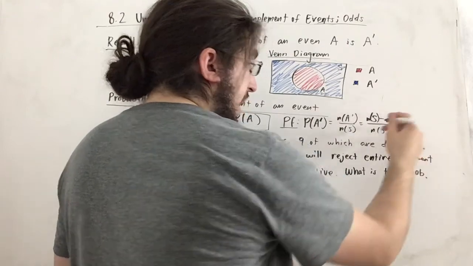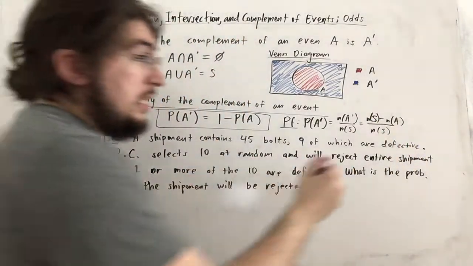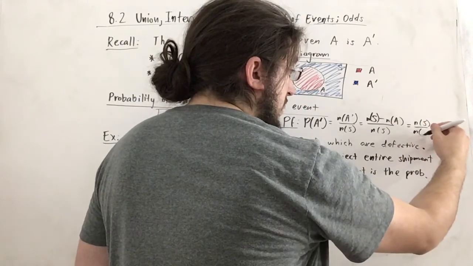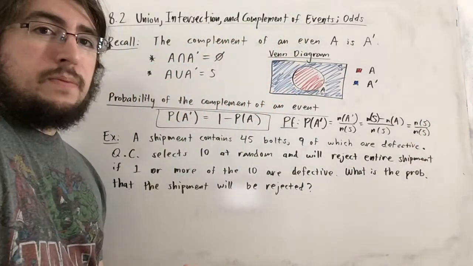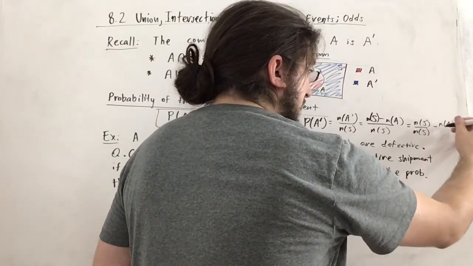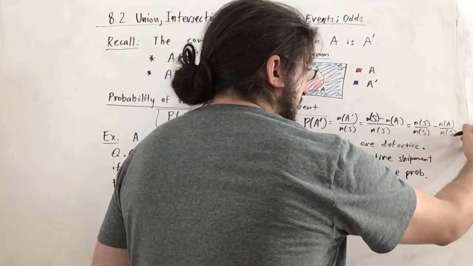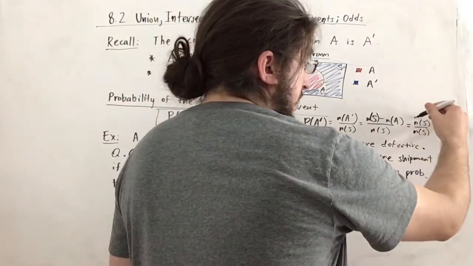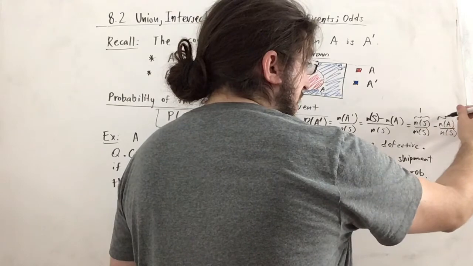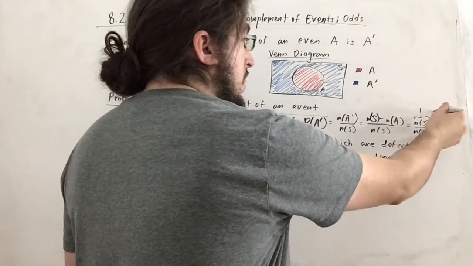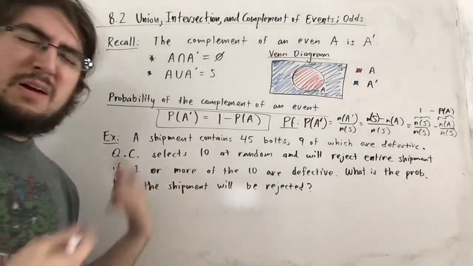we can split this up as the number of things in the sample space over the denominator, the number of things in the sample space, minus the number of elements in A divided by the number of elements in the sample space S. So what you notice is that this here is just a number over itself, and that's 1, and this here is just the probability of A by definition of probability. So that proves this.